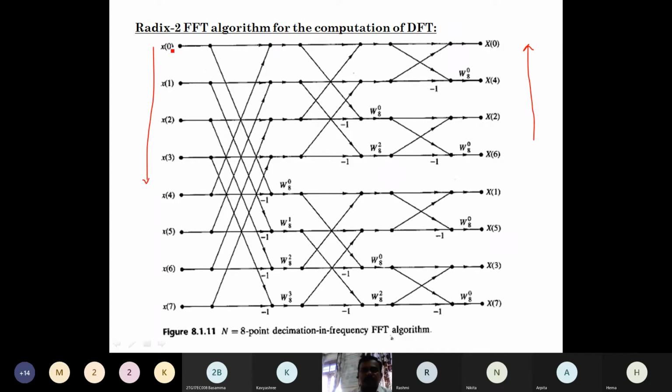For example, for the 8-point, the binary value of 0 is 000, so the reverse of 000 is 0 only. Now input element 1. The binary value of 1 in 3 bits is 001, and its reverse is 100. So the output element is x of 100, and 100 in binary has the decimal value 4. So the output you get is the reverse binary element of the input.